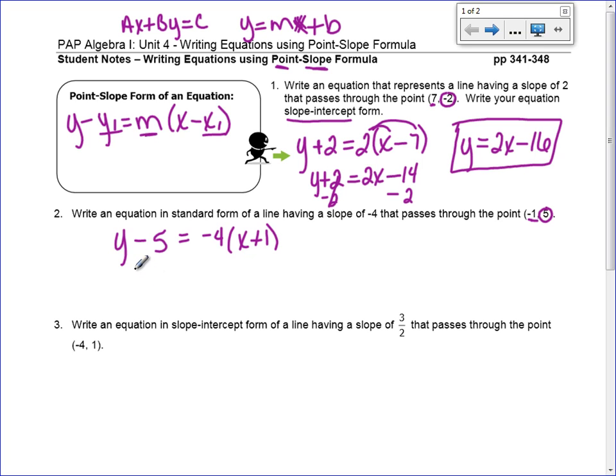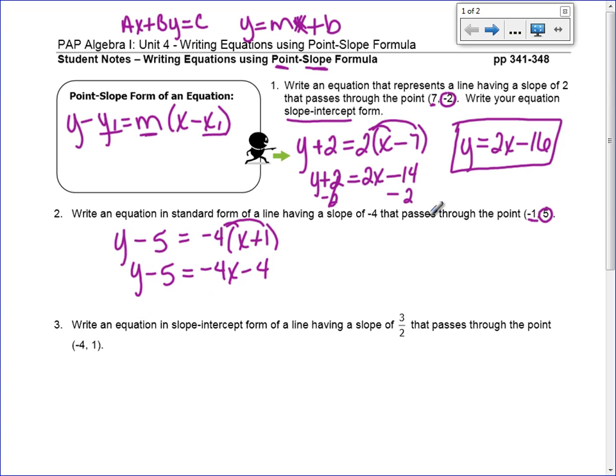We want this to be in standard form, but to do that I still have to distribute. So I have y minus 5 equals negative 4x minus 4. I just distributed my negative 4. And then I want it to end up this way, ax plus by equals c. So I need the x and y on the one side and all the numbers on the other.